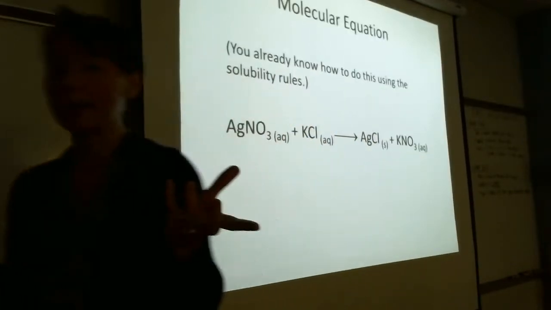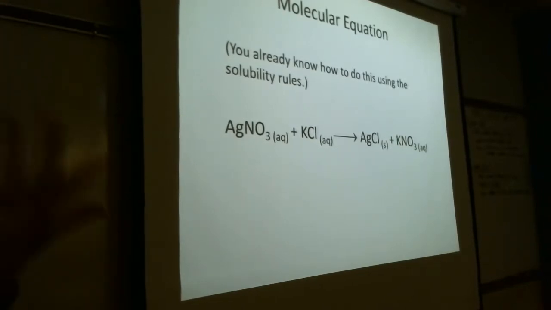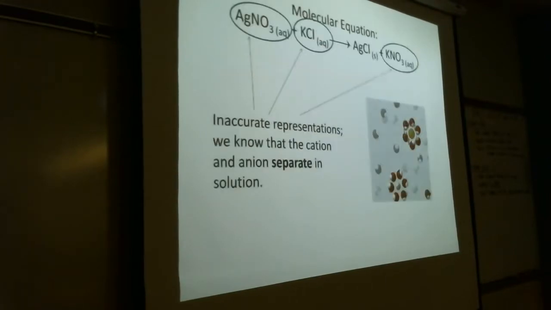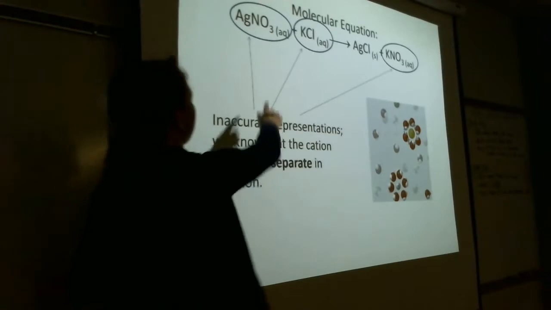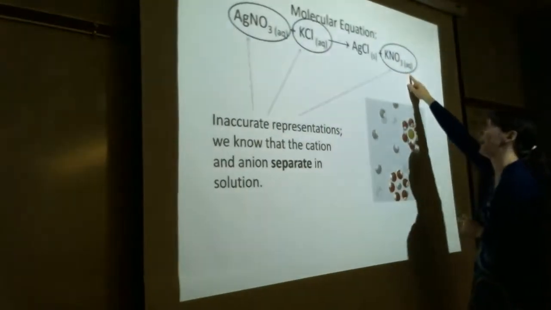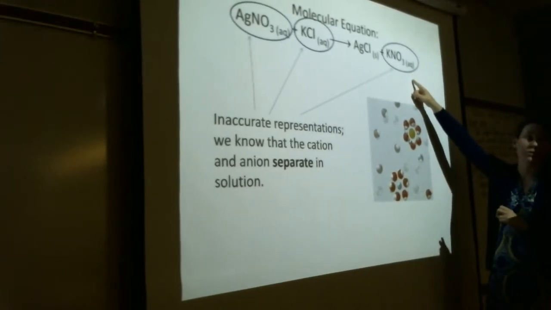Okay? So writing the molecular equation, you actually already knew how to do it. You didn't know that you were doing it, but that's what you were doing. You're just writing a molecular equation, meaning that you're looking at the solubility rules to determine what state of matter the products are. So you actually already know how to do the molecular equation. Nothing new there. But now we need to look at our molecular equation. Okay? When you write AgNO3 (aq) and KCl (aq) and KNO3 (aq), that's not a very accurate way to represent a solution.